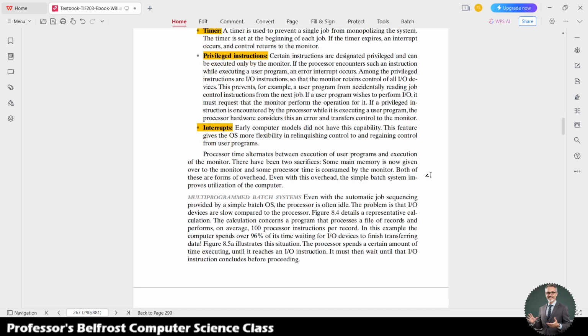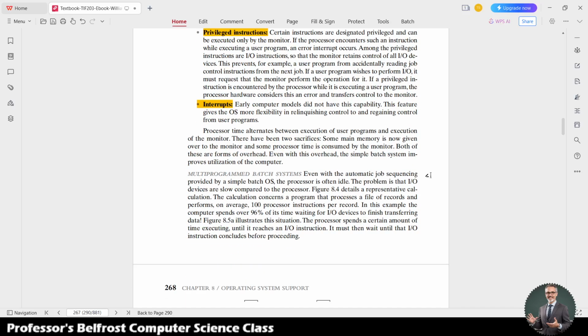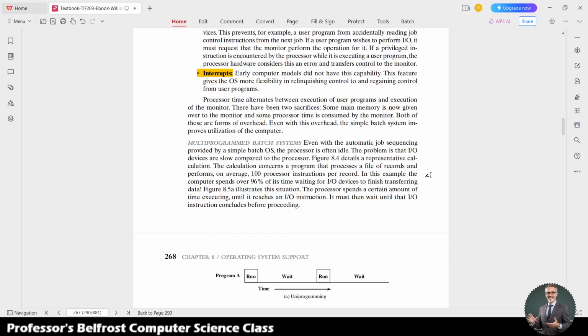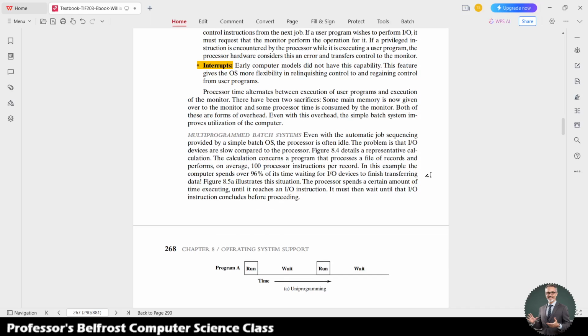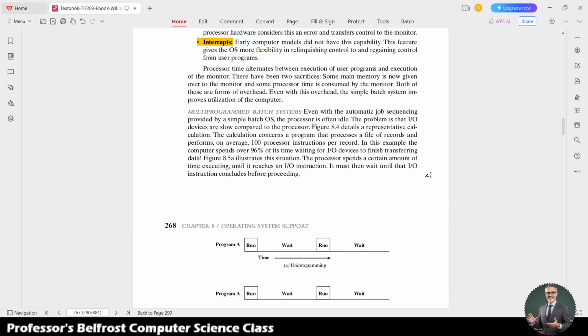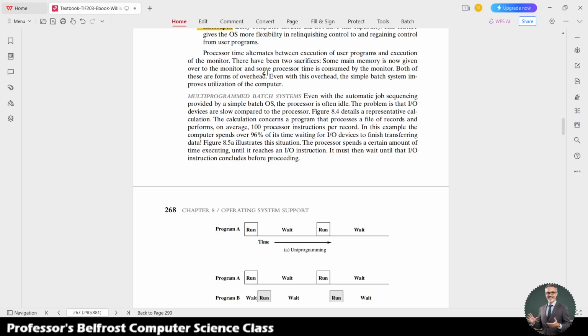If we give this to the OS, then it has more flexibility in relinquishing control and regaining control from the user program. But there have been true sacrifices with this approach. Some main memory is now given over to the monitor and some processor time is consumed by the monitor. Both of these are forms of overhead. Even with this overhead, the simple batch system has improved the utilization of the computer.